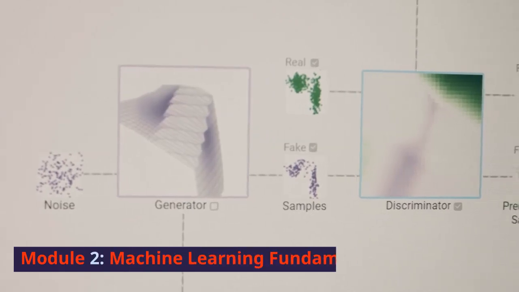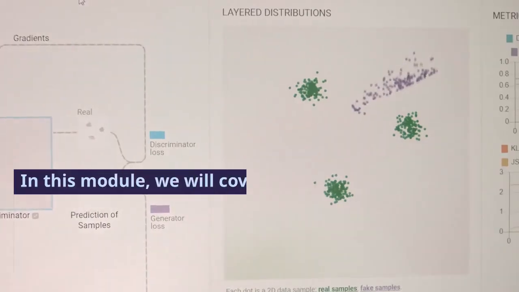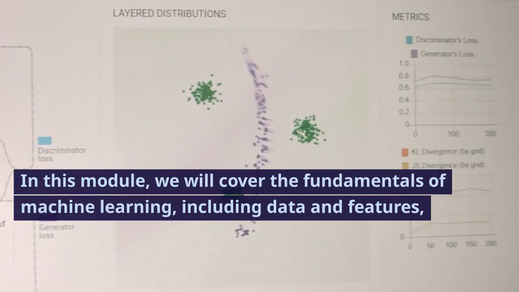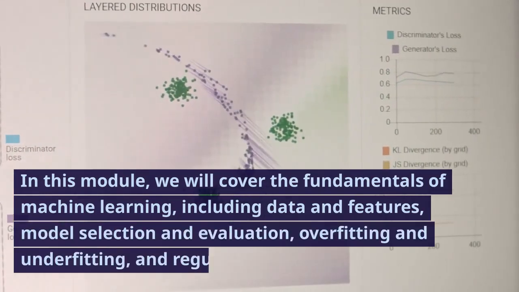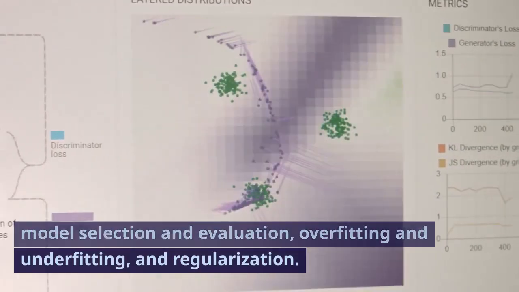Module 2. Machine Learning Fundamentals. In this module, we will cover the fundamentals of machine learning, including data and features, model selection and evaluation, overfitting and underfitting, and regularization. Data and features.